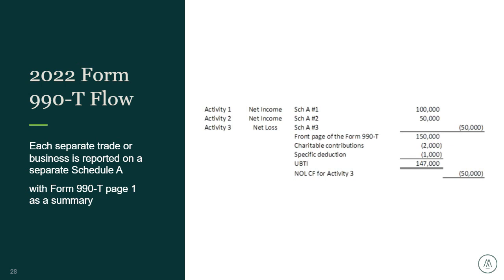Your loss is going to be carried forward, but that loss, keep in mind, can only carry forward for activity three in the future. And then you get to deduct any charitable contributions. The 990-T has a specific deduction of $1,000 for all tax-exempt organizations that are required to file to arrive at your net unrelated business taxable income of $147,000.